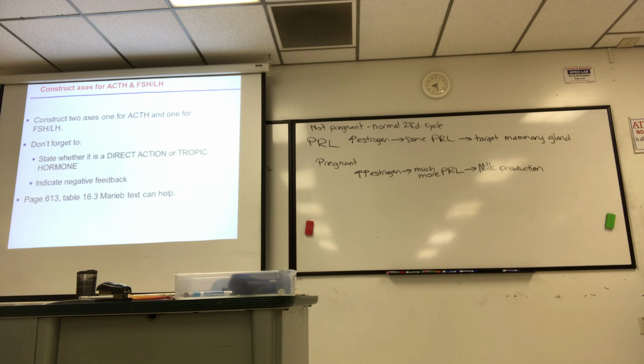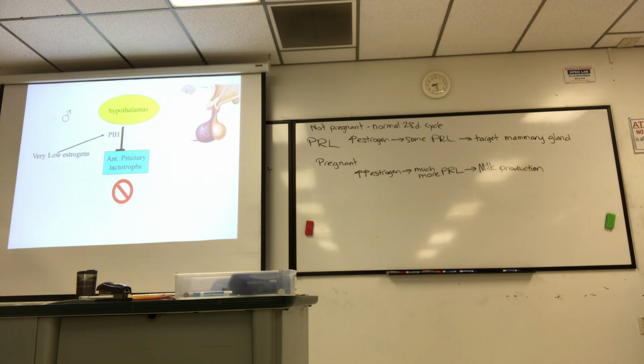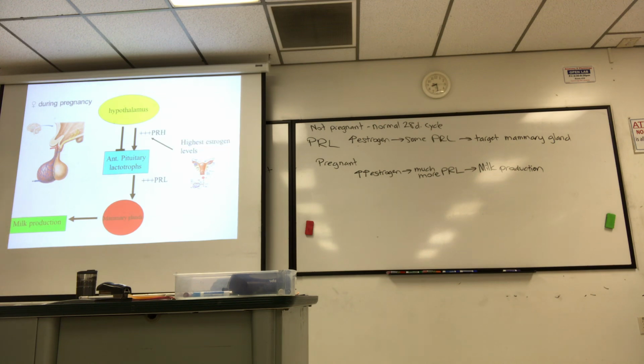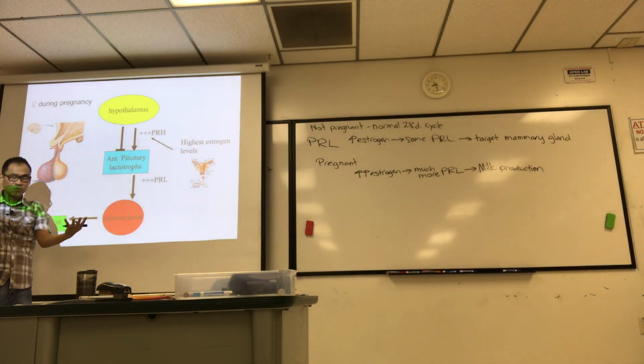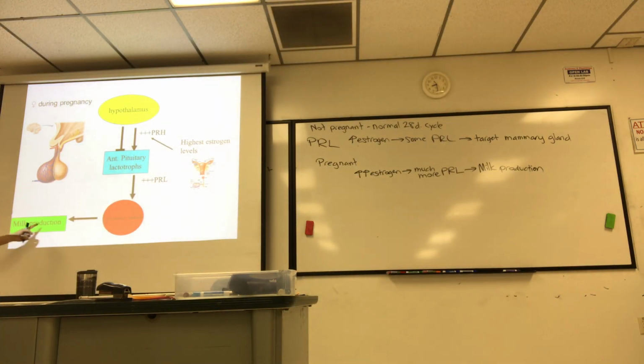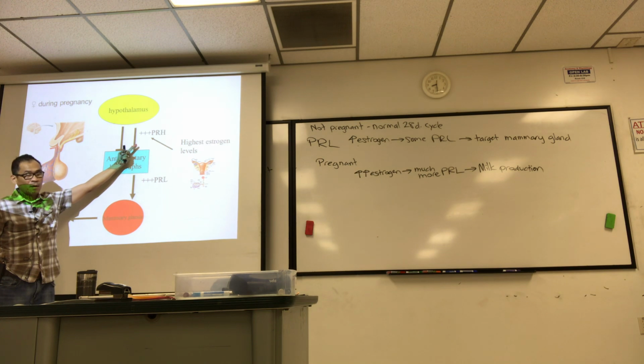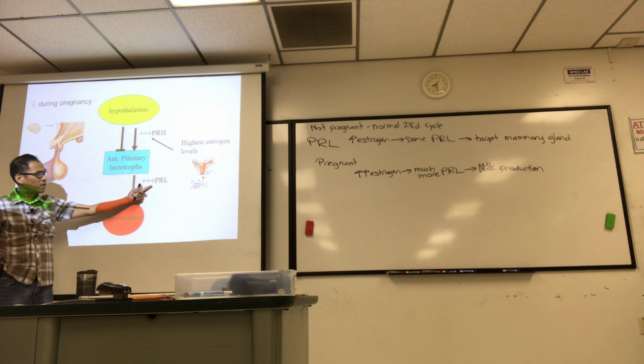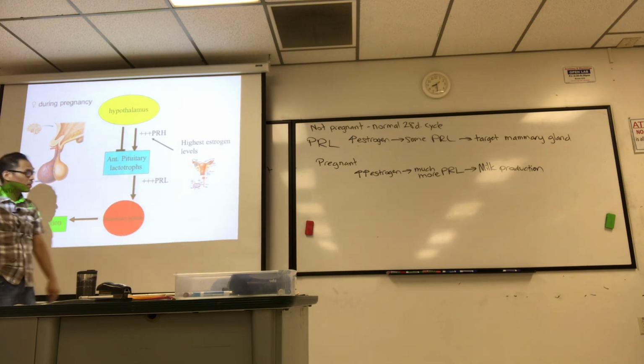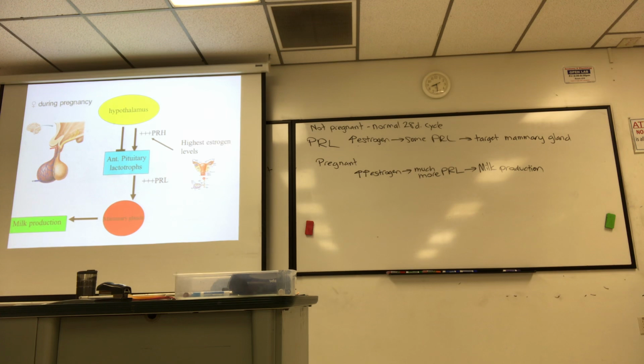What I've been doing is I talked about the stimuli, the negative feedbacks. I use the terms direct action or tropic, right? Let me make sure I covered that. For example, prolactin is a direct action hormone. Why? It doesn't control the release of another hormone. It targets a tissue and does the physiology. What about PRH? Is that direct action or tropic? It is tropic. It doesn't do the physiology. It controls the release of another hormone. Okay, so that's kind of the thought pattern there.